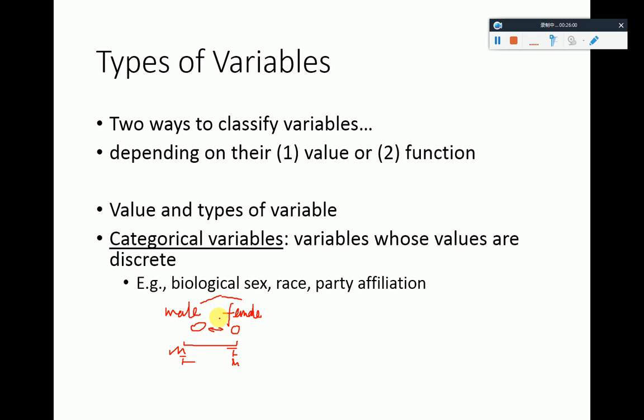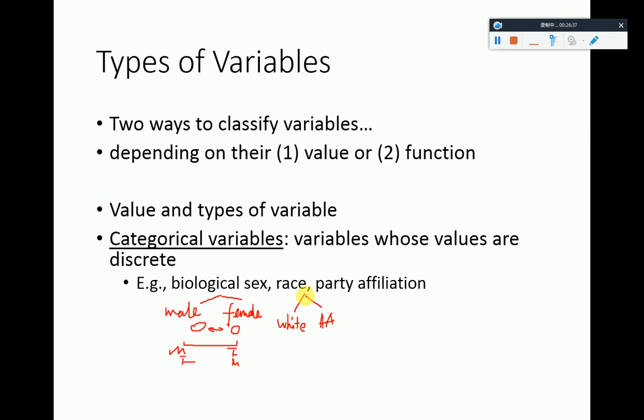So in this sense, we say that these two values are discrete. Now you may say, hang on, what about race? Certainly we have Caucasians, white people, and at the same time we have African Americans, or Asian Americans, it doesn't matter.